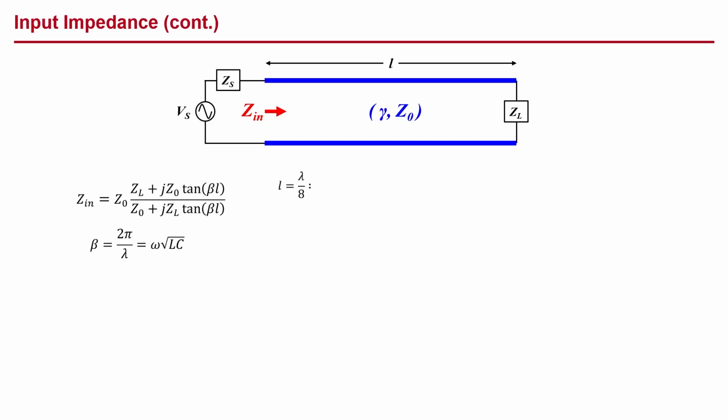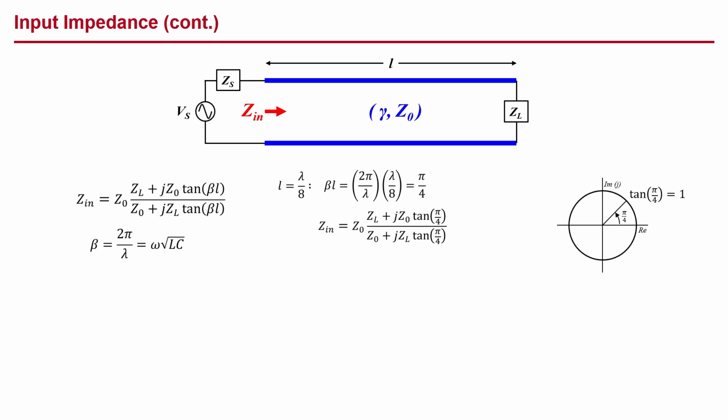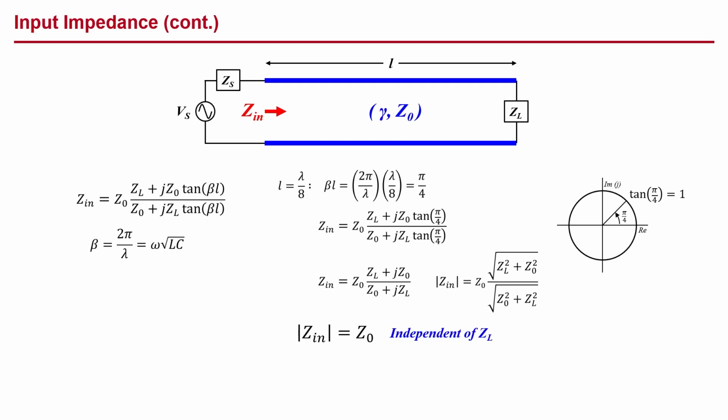We'll look at one last example when L is an eighth of a wavelength. Here, our tangent argument beta L equals pi over 4. Tangent of pi over 4 equals 1, and when we look only at the magnitude, we see that the magnitude of Zin equals Z naught, independent of the load impedance. And this is true for L equal to odd multiples of lambda over 8. This can explain why you might see some interesting behavior at these frequencies, because your signal source will see only the characteristic impedance of the line, no matter what the physical termination is.